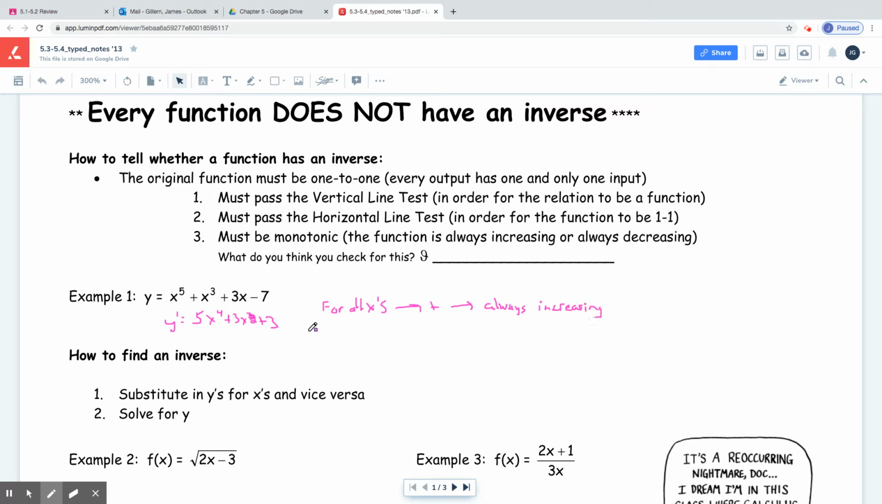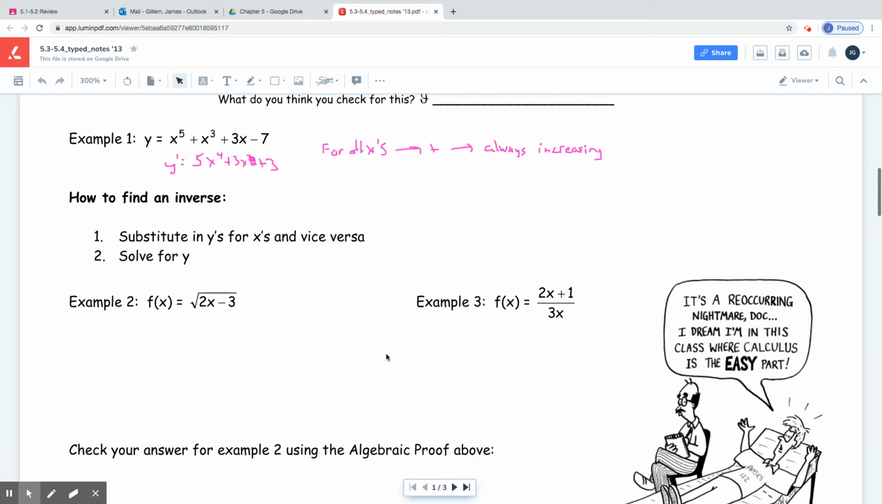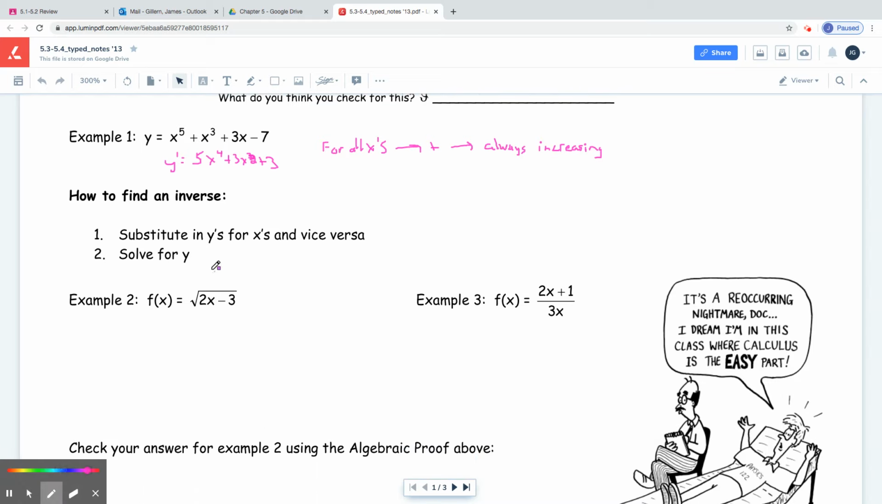Okay, it's always increasing. All right. Now, how do we actually find the inverse? To find the inverse, and you did this back in pre-calc and some of you in algebra 2, you substitute y's for x's and x's for y's, and then you solve for y. Remember, f of x just means y equals the square root of 2x minus 3. So I'm going to make it x equals the square root of 2y minus 3. I am then going to solve for y.